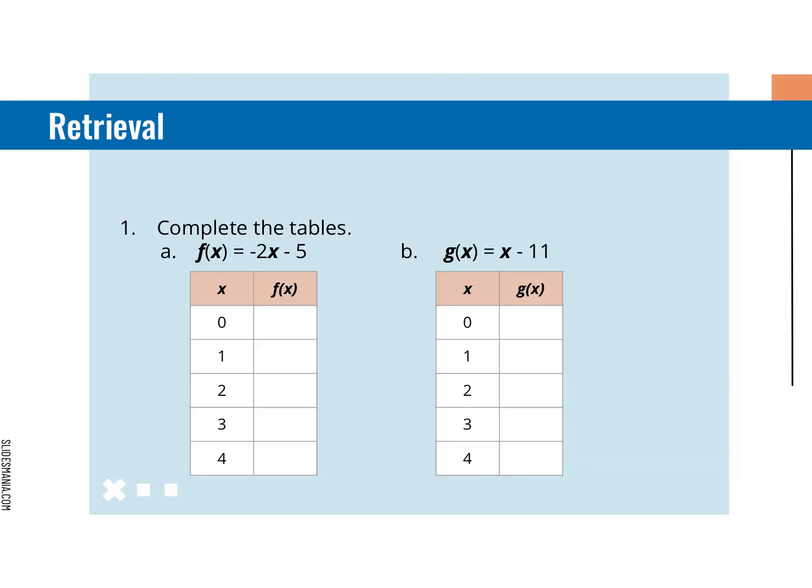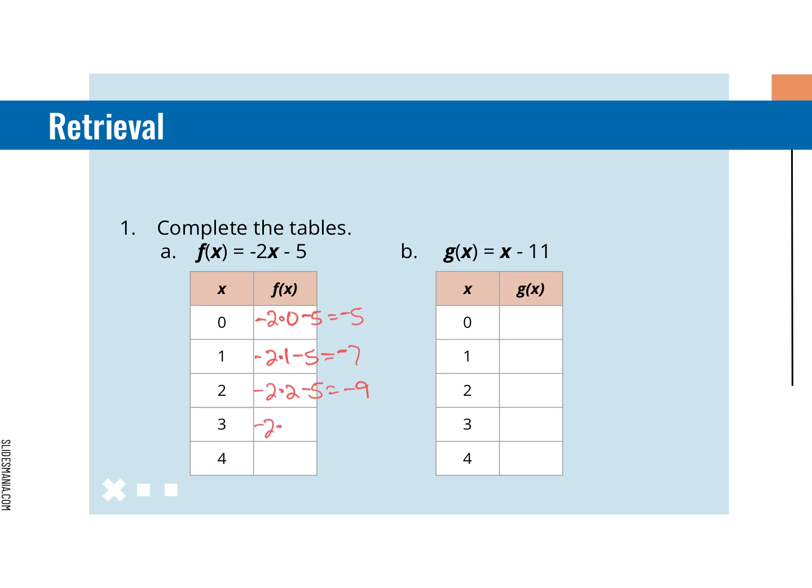Here are tables, and I want to make sure we understand how to fill out the first table. What we're going to do is take x equals 0 and put it into the equation. So we're doing -2 times 0 minus 5. If you put that in your calculator, what do we get? That's going to be -5. And then we're going to put 1 in there: -2 times 1 minus 5. So we have -2 minus 5, that is -7. And then -2 times 2 minus 5, -2 times 2 is -4, minus 5, -9.